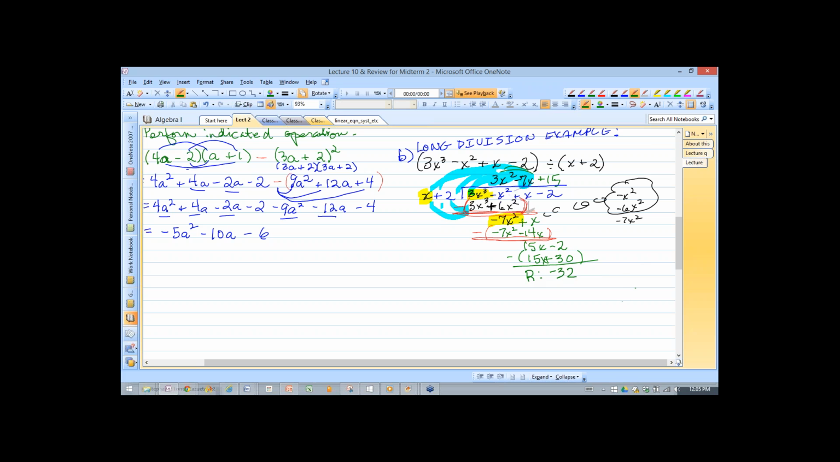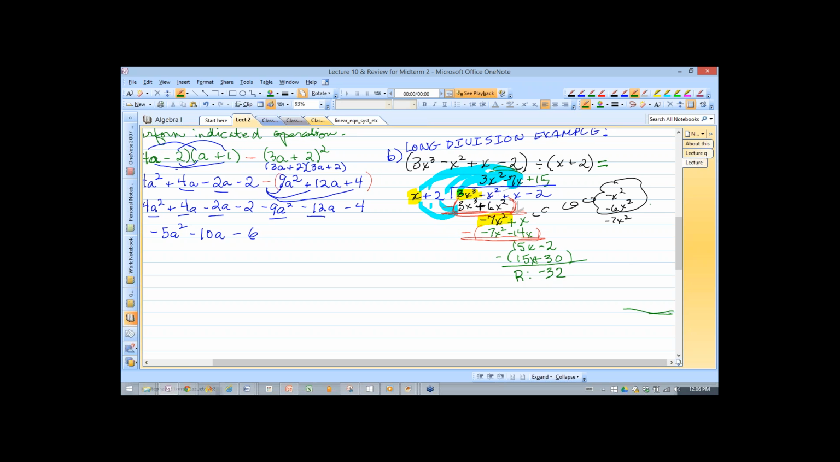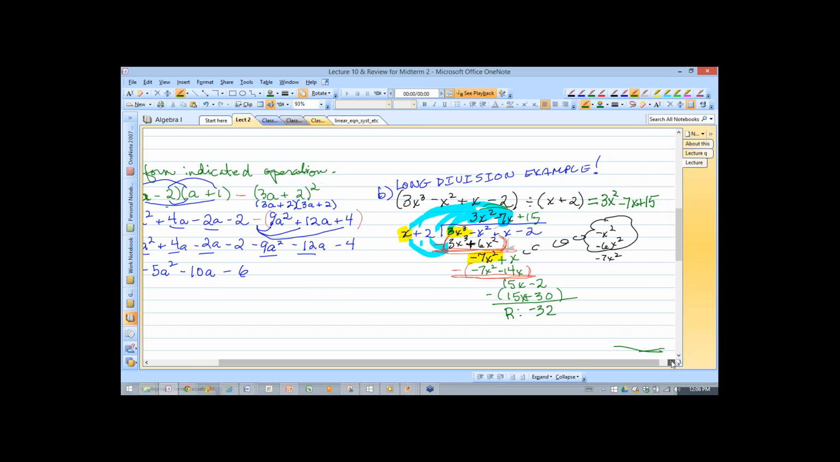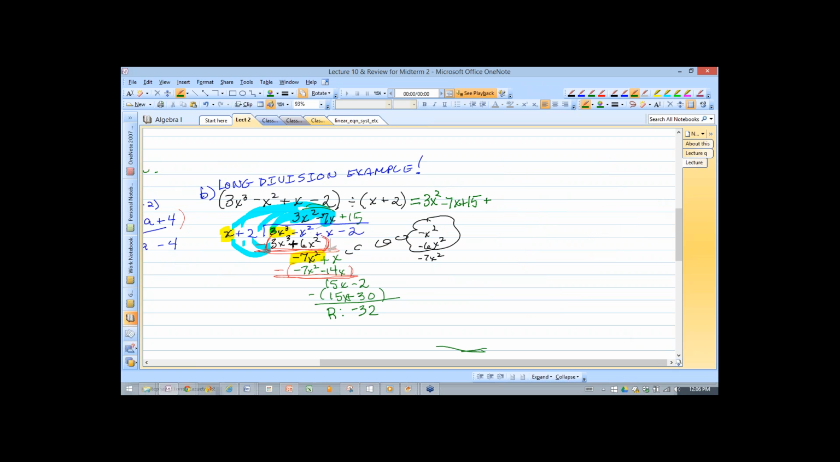Okay, so check this out. Let me come up top and I'm going to put the answer where it goes. I'm writing up top where the answer would be, where the question was asked. Okay, let me give some room. My answer would be 3x squared minus 7x plus 15, and then what we do is we take the remainder and put plus negative 32 over the divisor x plus 2. That's how we do our remainder.